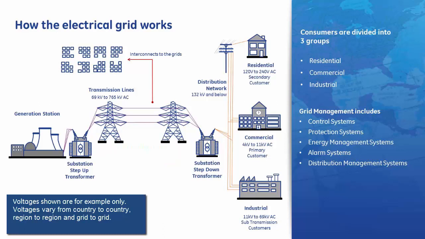Besides this, the electrical grid must ensure the safety of people and equipment by raising an alarm and/or shutting down a plant if a dangerous scenario arises. To achieve these goals, the electrical grid relies on many systems that assist in management, such as control systems, protection systems, energy management systems, alarm systems, and distribution systems.